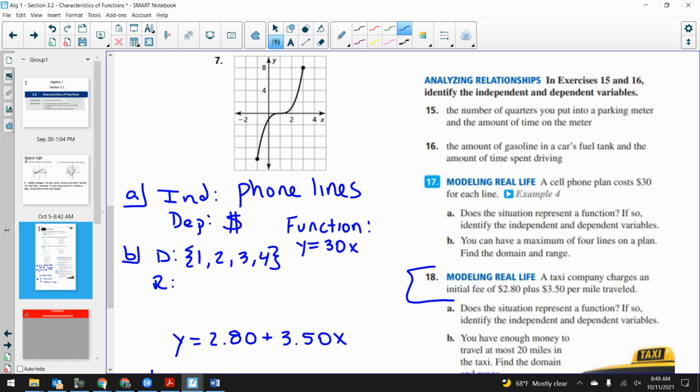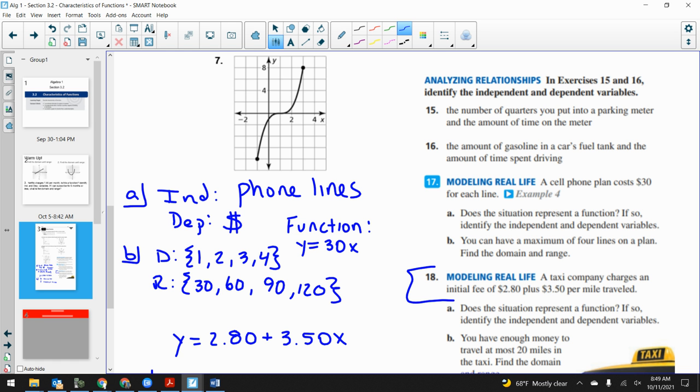All right, now we find our range just by plugging those values into the equation. So if x equals 1, then it's $30. If x equals 2, then it's 60. 3 times 30 is $90. 4 times 30 is $120. And that's my domain and range. All right. Any other questions on the worksheet or the word problems?